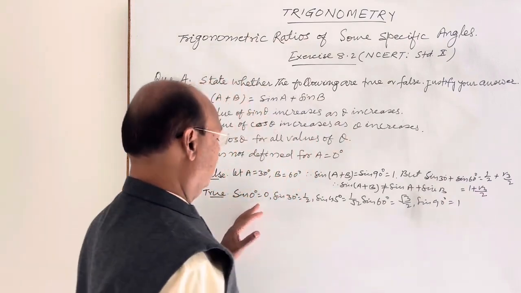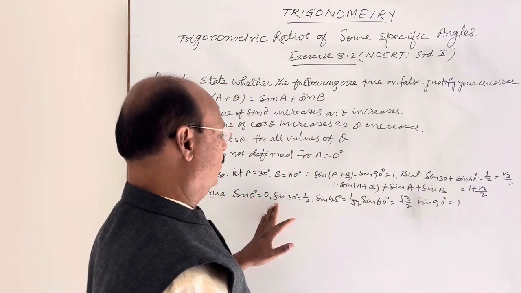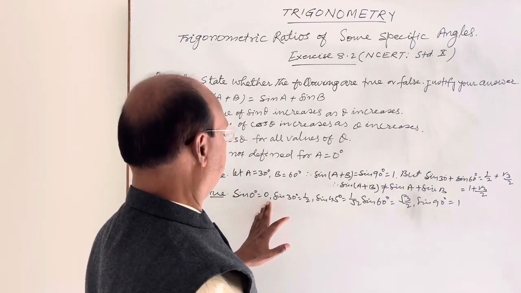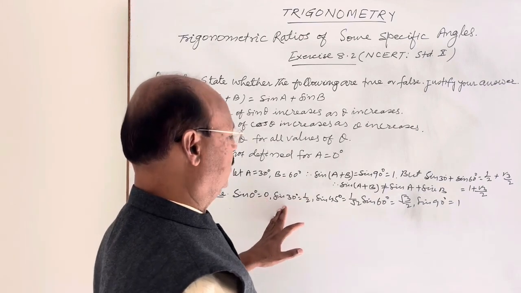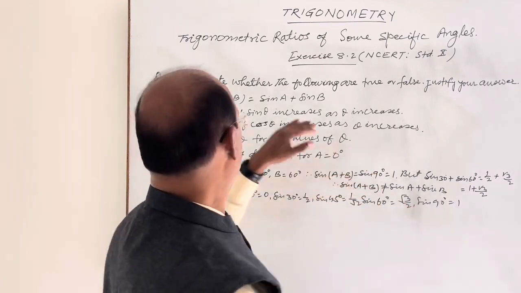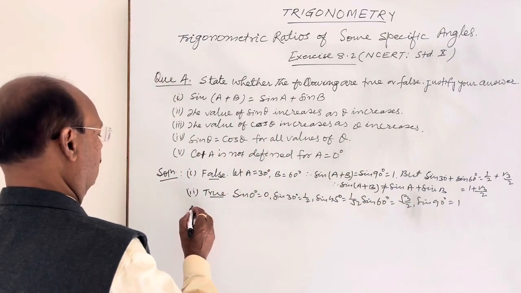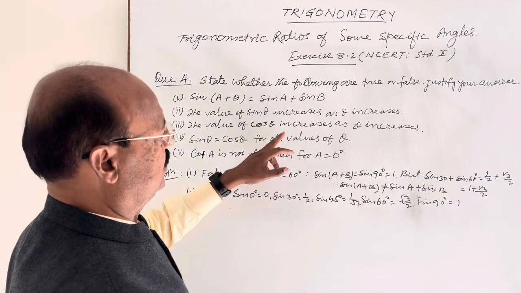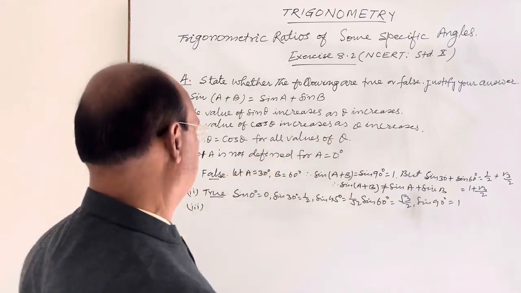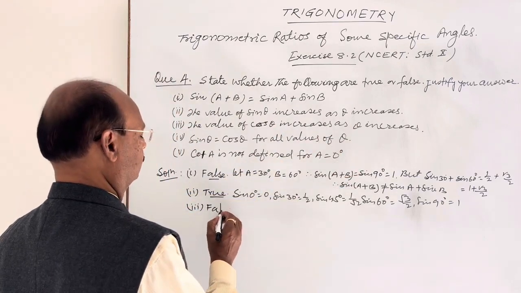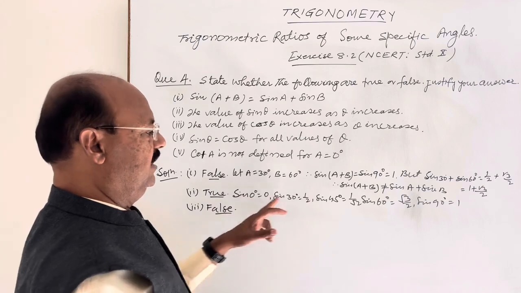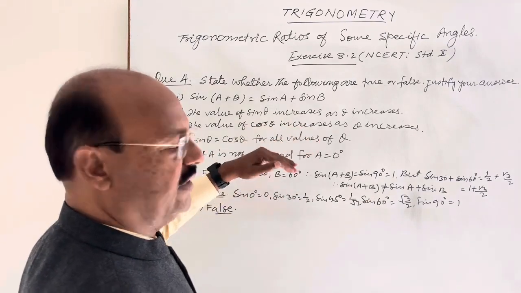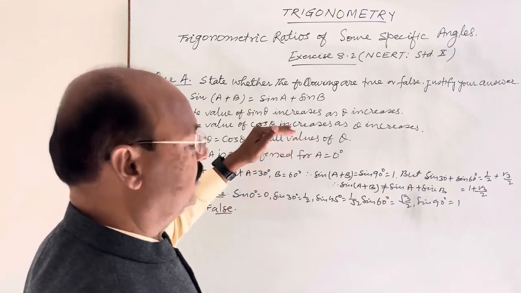So what we see, if the angle increases from 0 degree to 90 degree, the value of sine theta is also increasing from 0 to 1. So this statement is true. Now third, the value of cos theta increases as theta increases. This is false. Similarly, we can check that cos theta will not increase when theta increases. Rather, cos theta will decrease.